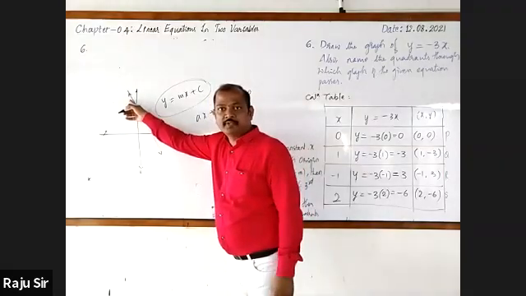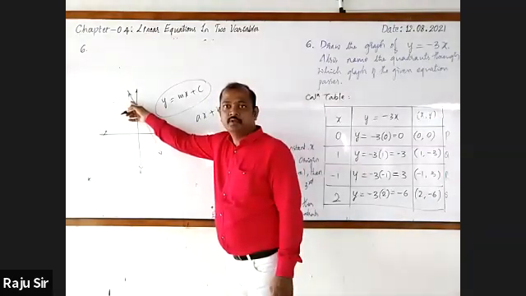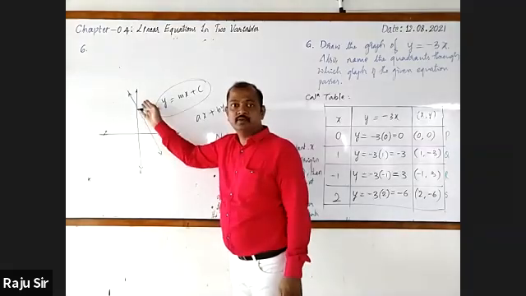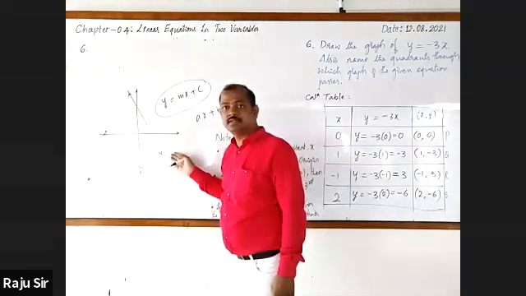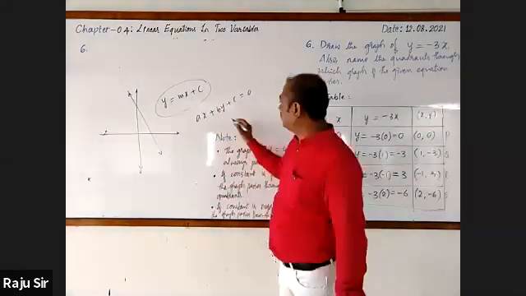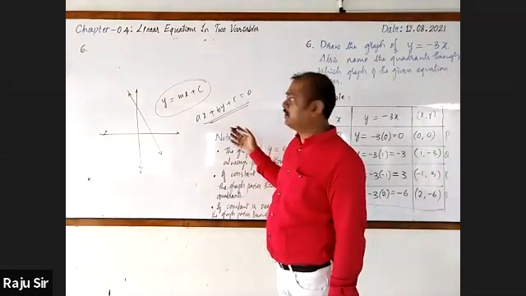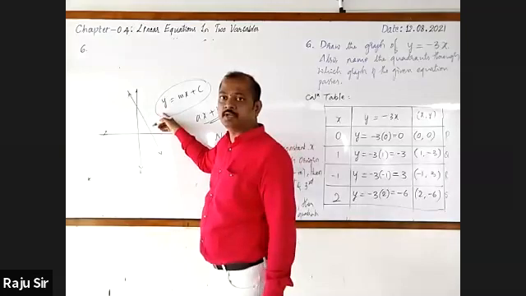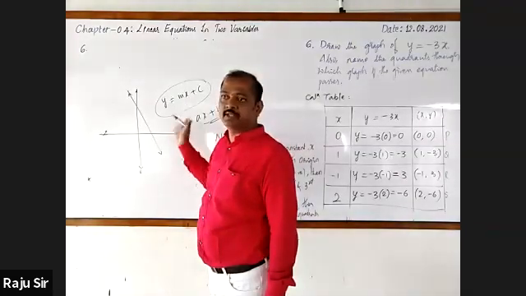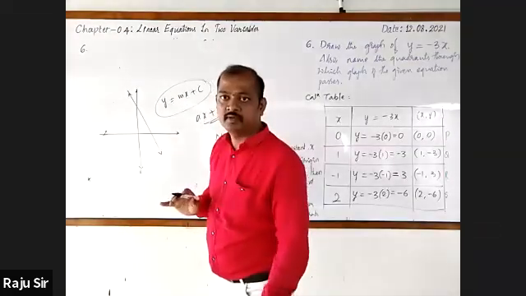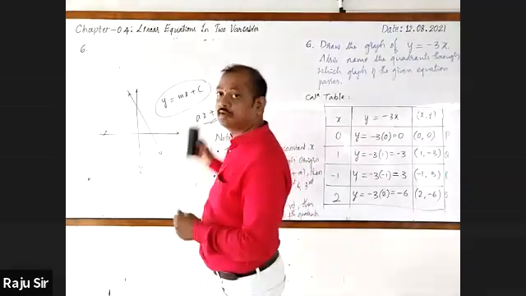If the graph of the equation intersects the x-axis and y-axis, then the equation will be of this form: Ax + By + C = 0. Another form is y = mx + c. Clear?